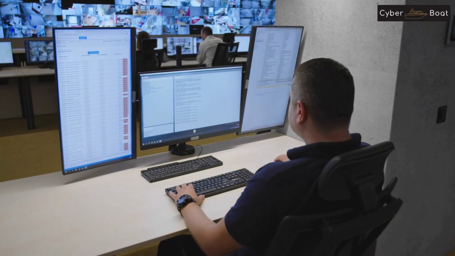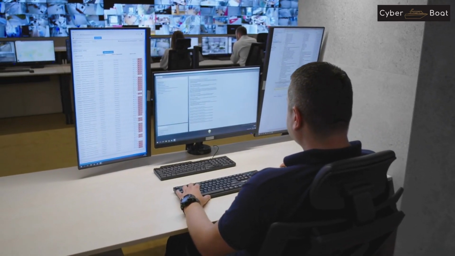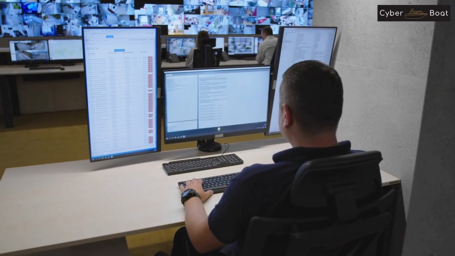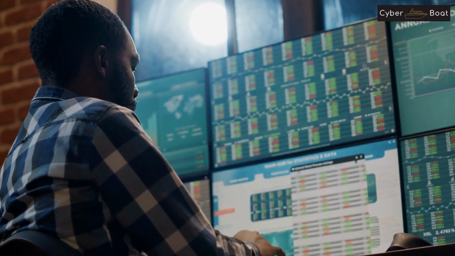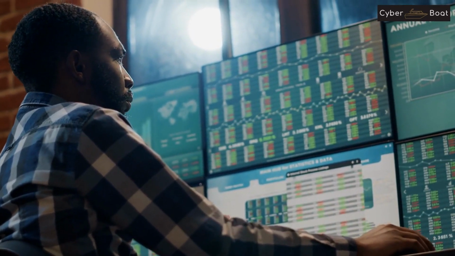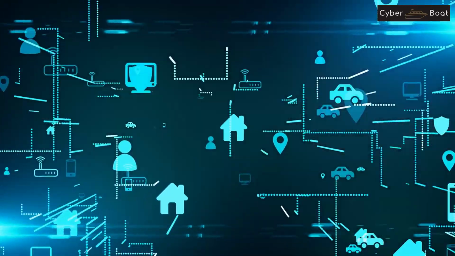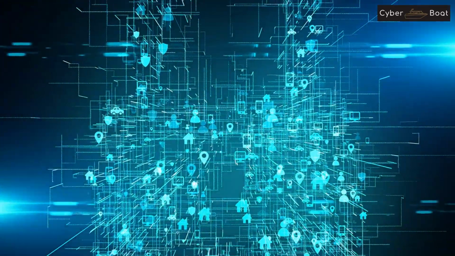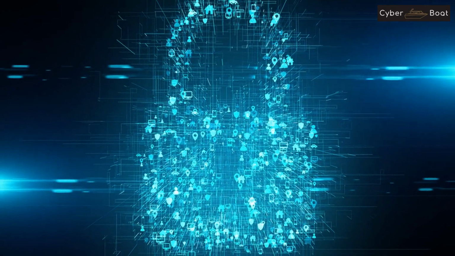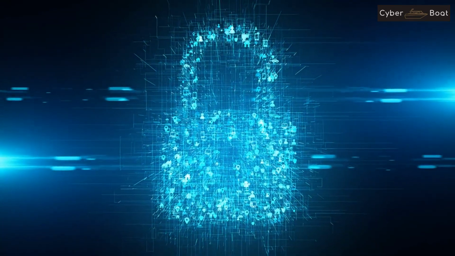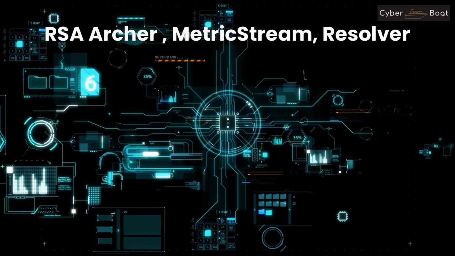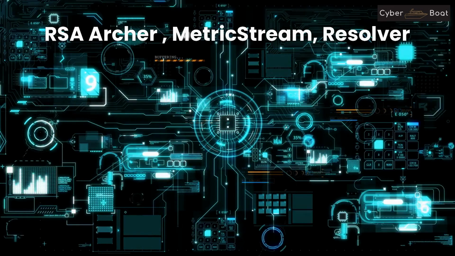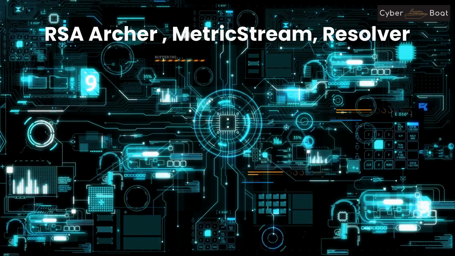Ongoing monitoring and review of risk management practices and controls is essential to ensure that they remain effective. This can involve regular security audits and assessments, as well as ongoing monitoring of security logs and other data. Implement risk management software. In addition to manual risk management techniques, organizations can also implement specialized software to automate the process. Some examples of risk management software include RSA Archer, MetricStream, Resolver.